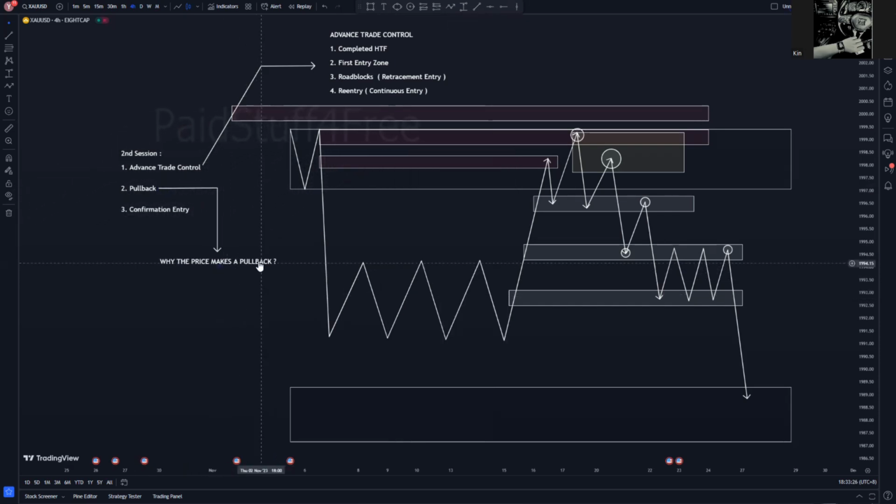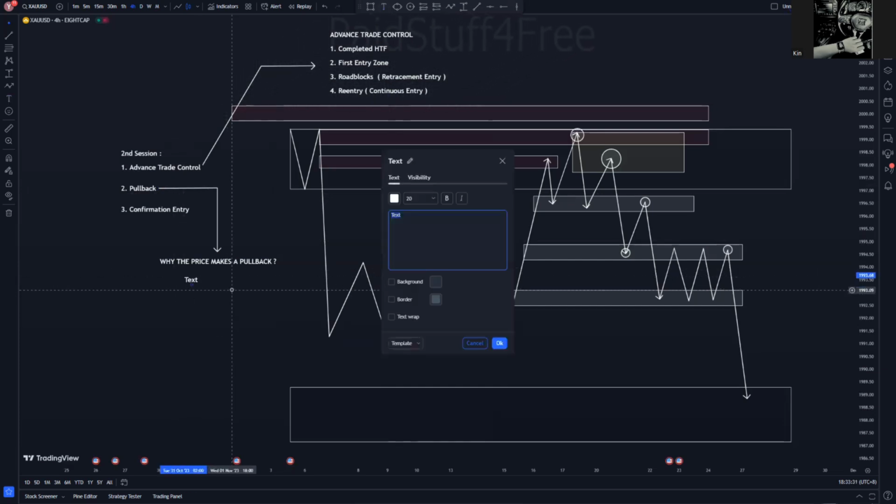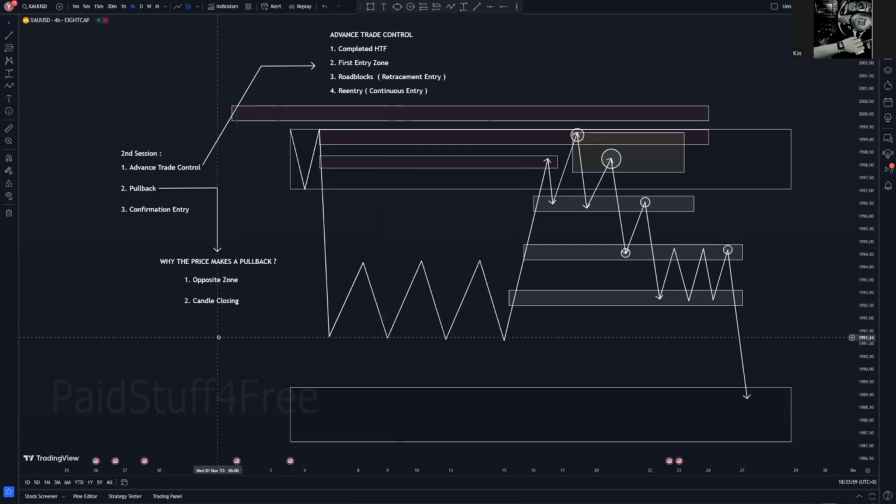So the reasons why the price makes a pullback. The first one is the opposite zone. The second one is the candle closing. The first one is the opposite zone, the second one is the candle closing.